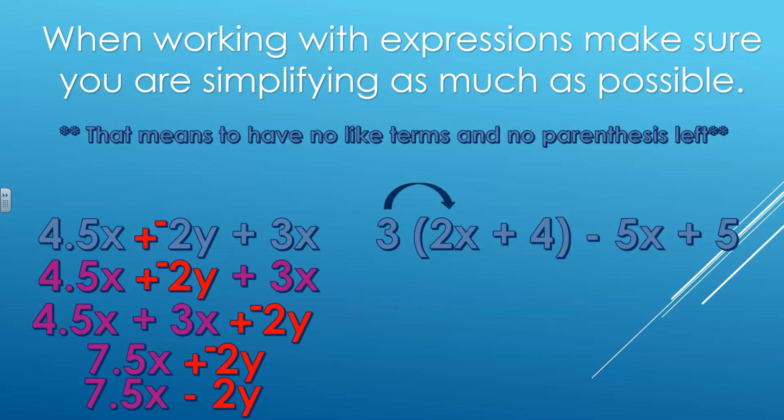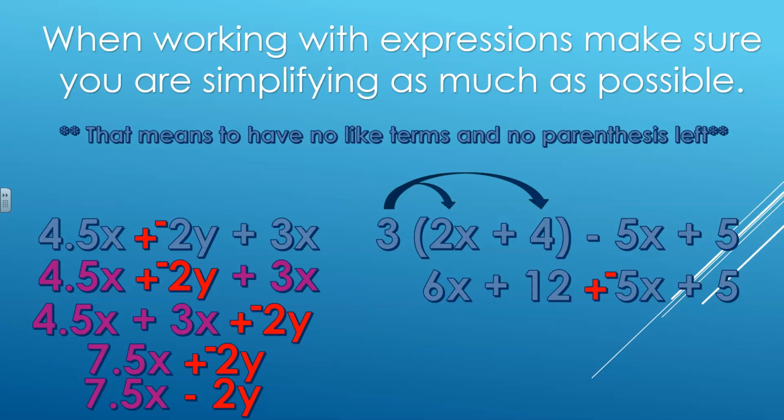So I'm going to do 3 times 2x and 3 times 4. So I would get 6x plus 12. I still bring down the rest of my expression because I have not touched it yet. So I have minus 5x plus 5 added onto the end.